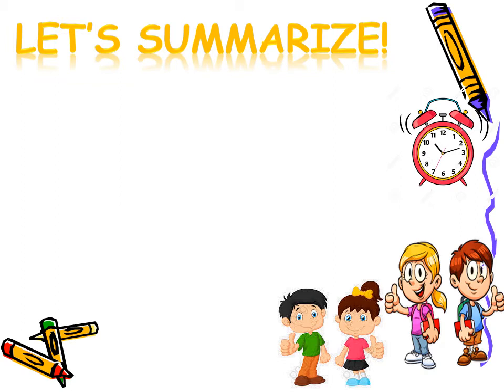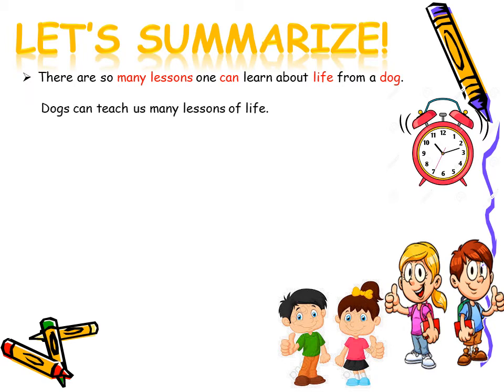Now here is an activity for you. Number 1. There are so many lessons one can learn about life from a dog. Can you guess how you are going to summarize it? You may notice here the words which are being colored in red. They are the keywords. Now you could organize your own sentence. Make sure it is 1/3 of the sentence. Dogs can teach us many lessons of life.